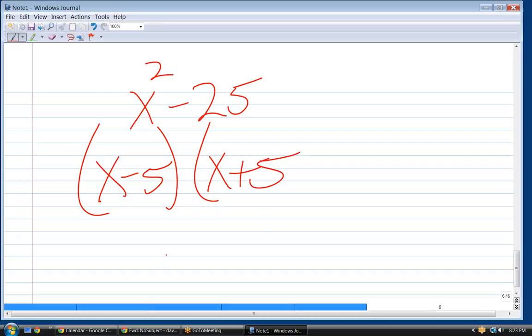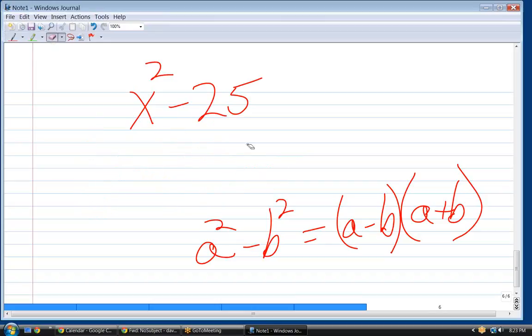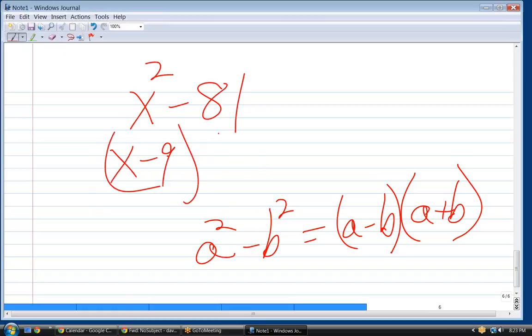Okay. In other words, a squared minus b squared is always a minus b times a plus b. And a and b can be different things. In other words, if I had x squared minus 81, then that would be x minus 9 times x plus 9. Oh, okay. So it's just basically the opposite.